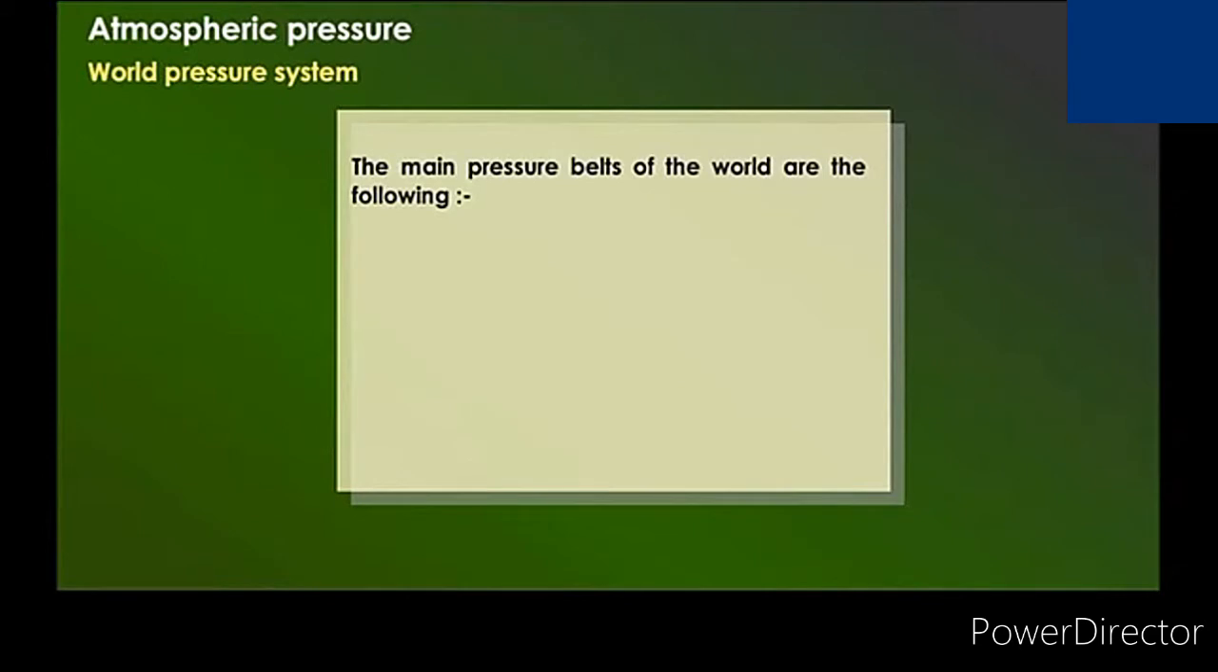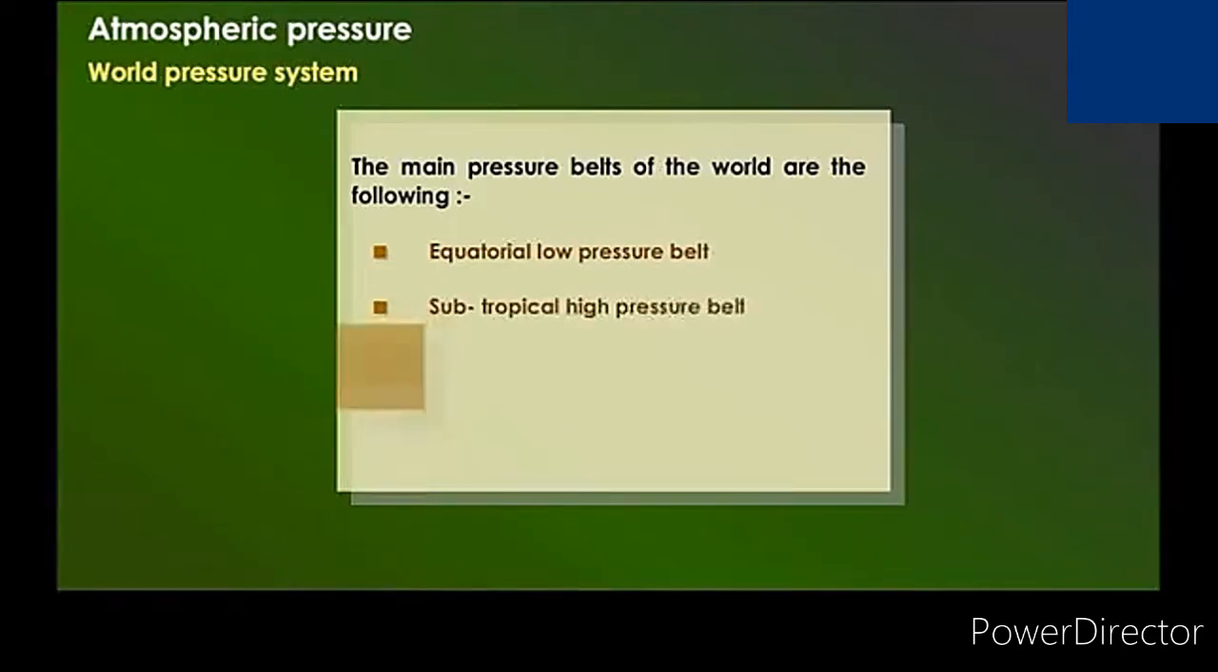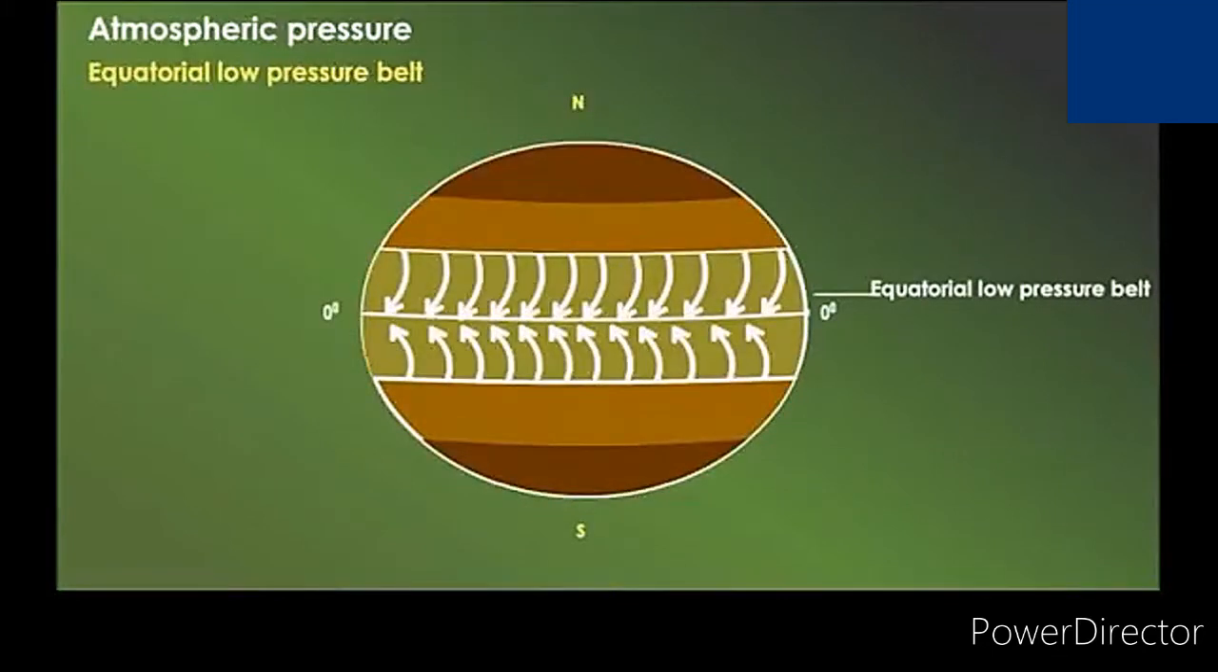Now see the world pressure system. The main pressure belts of the world are the following. First is the equatorial low pressure belt. Second is the subtropical high pressure belt, then the subpolar low pressure belt, and the polar high pressure belt.